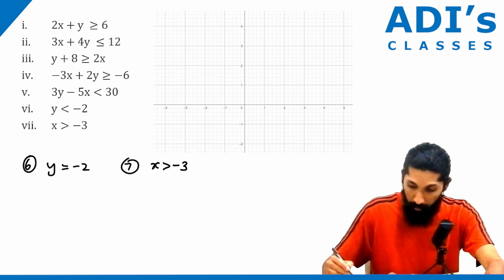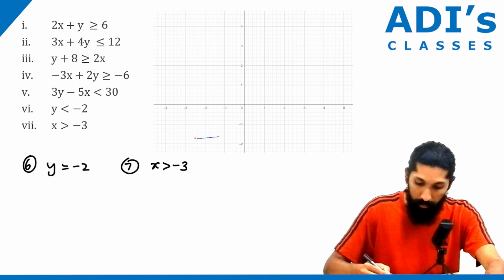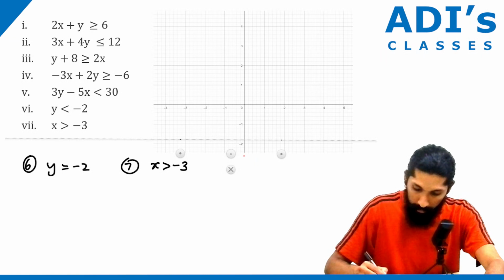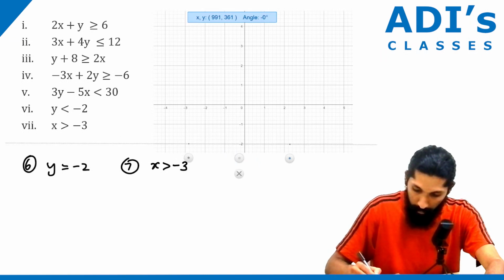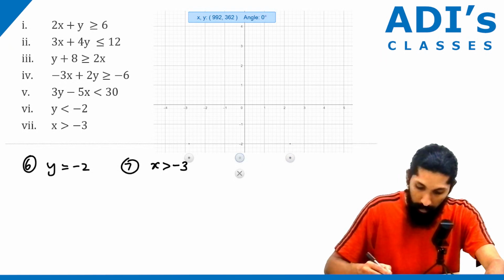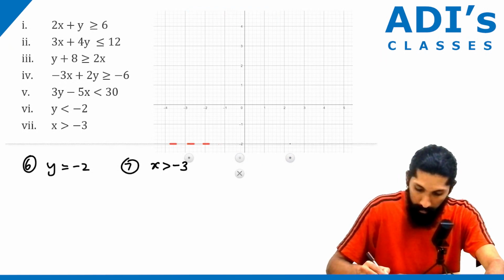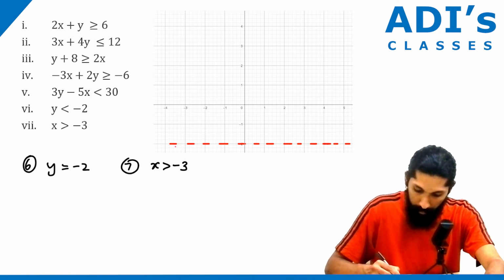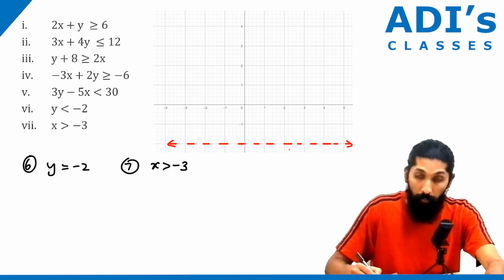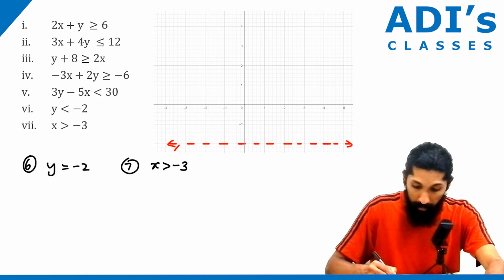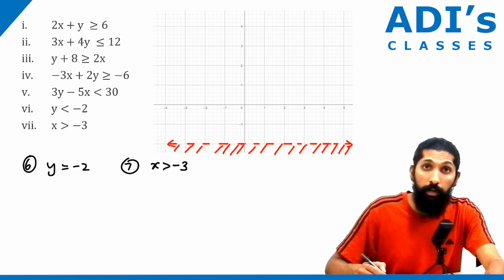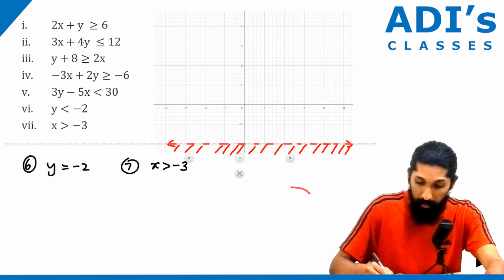Now for the first question, you have that x value or y value. So we are going to take this line and then write a dotted line here. This is y is equal to minus 2. So anything less than that is going to be the region below this. Clear? And the next one is x is greater than minus 3. So you plot x is equal to minus 3.